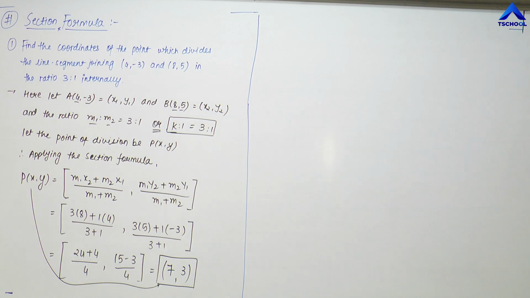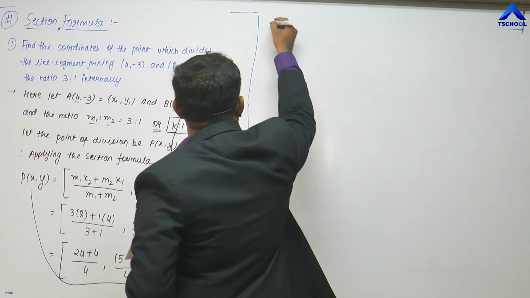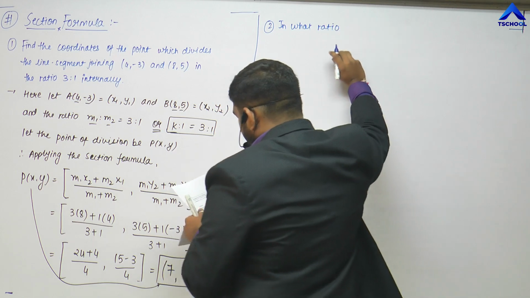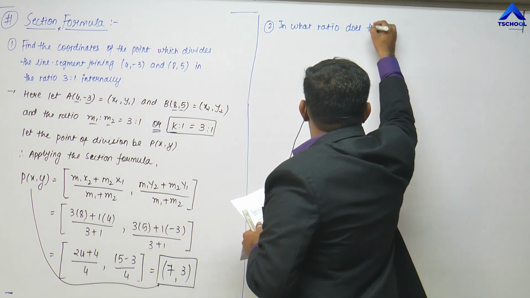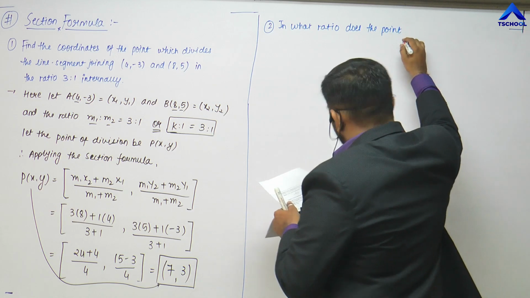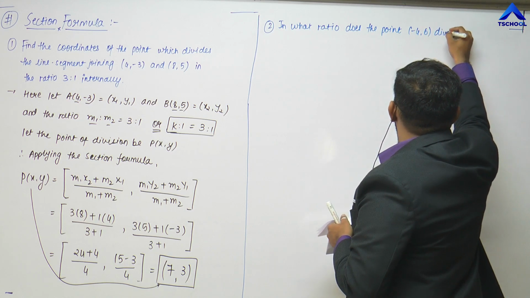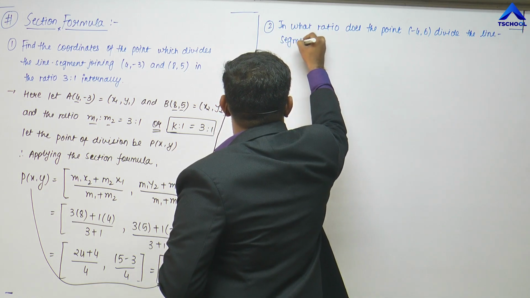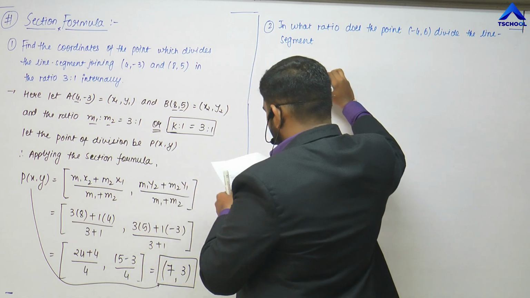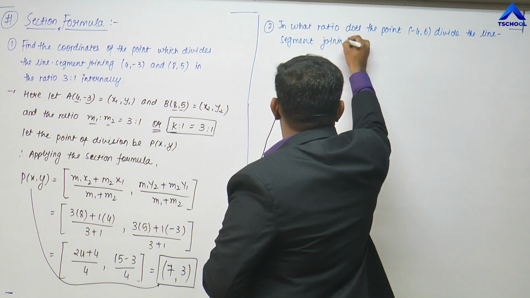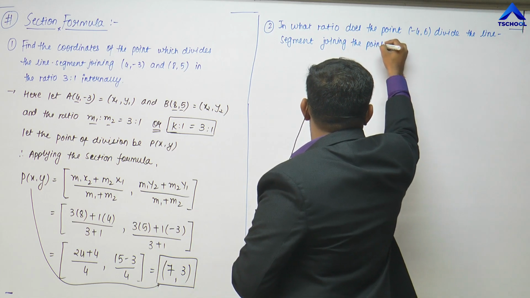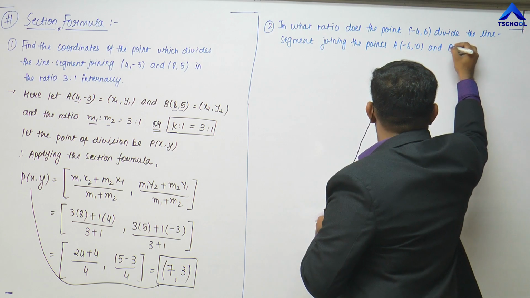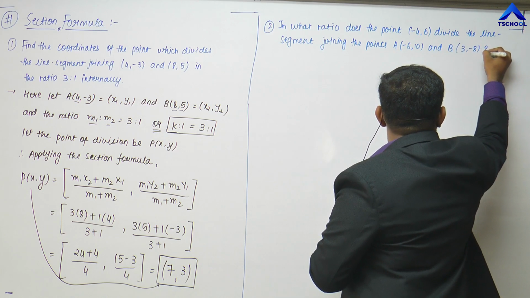Let us solve one more, the second kind of sum. In what ratio does the point (-4, 6) divide the line segment joining the points A (-6, 10) and B (3, -8), right?